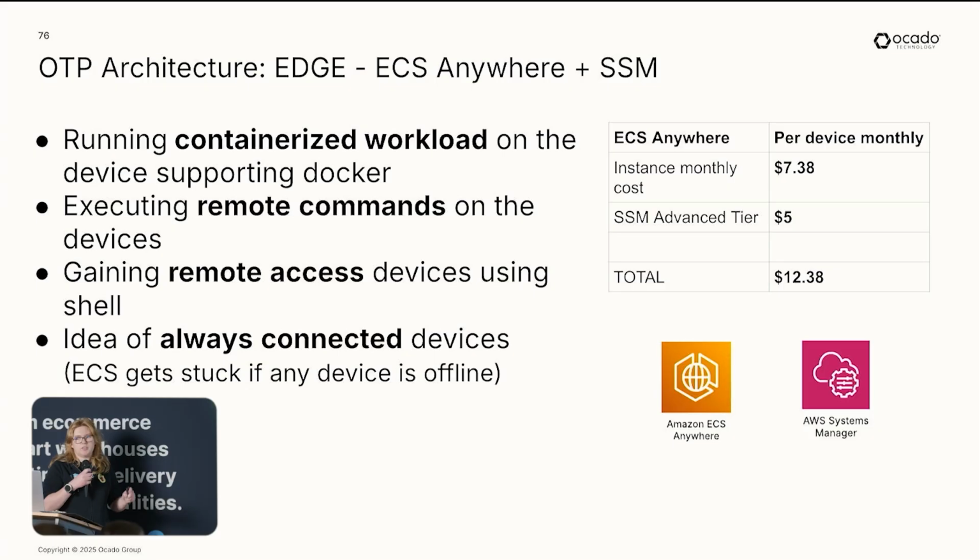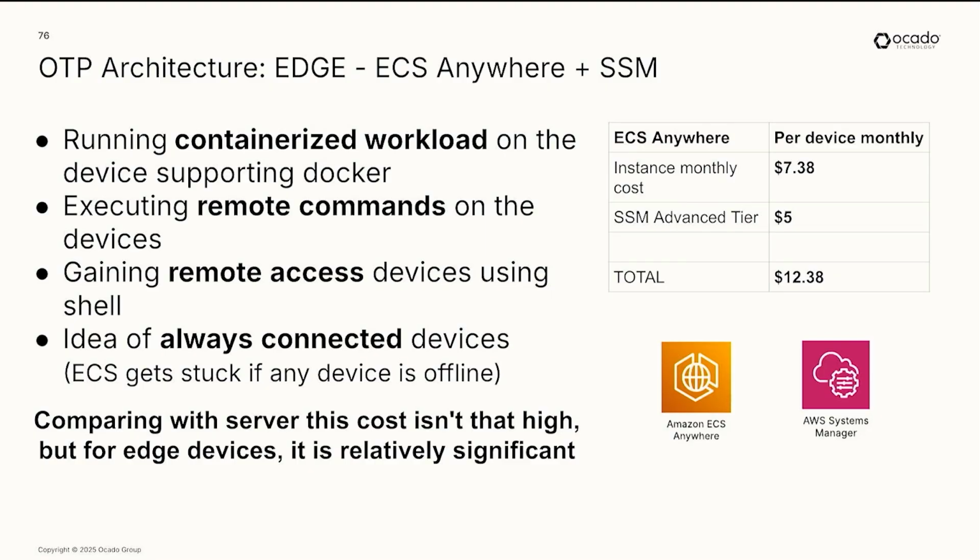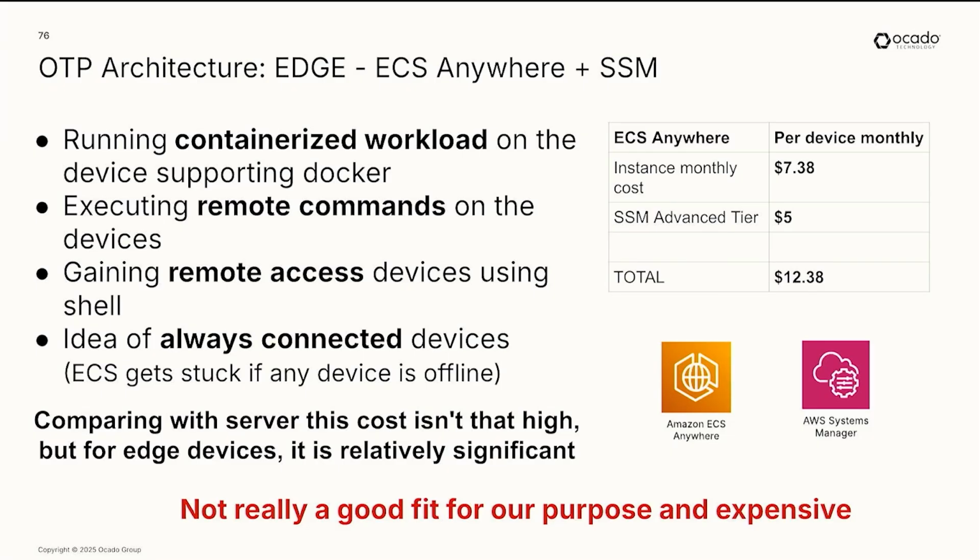And that was a problem. And another problem is the pricing. This is even bigger problem. Why? Because currently ECS Anywhere with SSM Advanced Tier costs us around $12 per month per device. Okay, some of you may say it's not big, it's not expensive. Maybe for the servers. Our edge devices are small devices. We don't have big beefy servers which cost $1,000. So if you take a smaller device which costs less than $1,000 and you have to pay for each device extra $12 per month, this is expensive. So basically, this service stack was not a super fit for us and it was expensive.